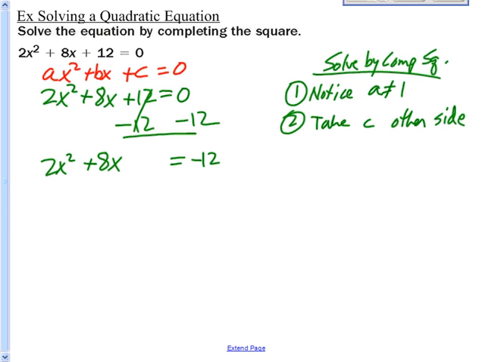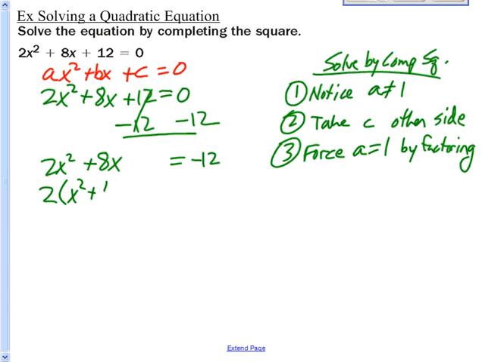Now, since a is not 1, I'm going to force a to be 1 by factoring. So take a 2 out. You notice I can take a 2 out of both the first term here and that second term. So I have x squared plus 4x, and leave a big gap here. I still have this negative 12 over on this side. If you distributed that 2 back, I'd have 2x squared plus 8x.